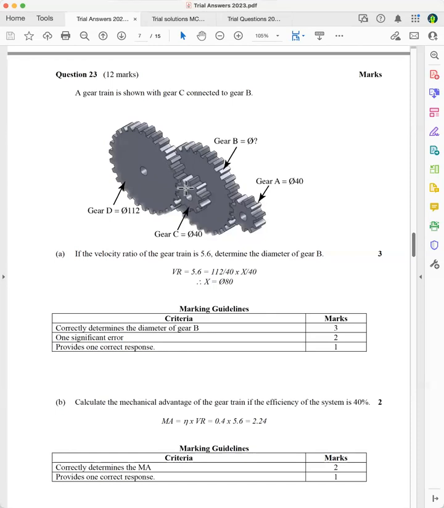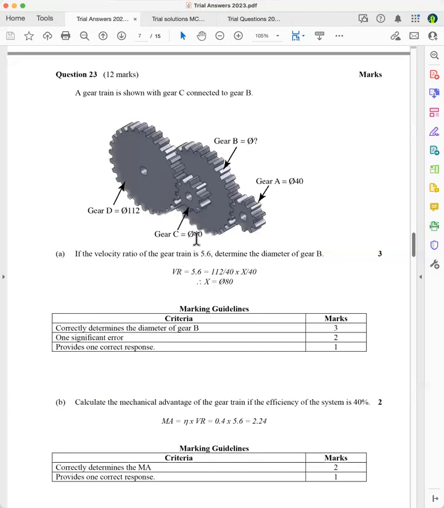The velocity ratio of this, if you took that at 40 divided by 112, it's going to tell you that that's going to go slower than that. But you know that that one has got to go faster than that. So you do the reciprocal. So the velocity ratio of this gear set up is 112 over 40.